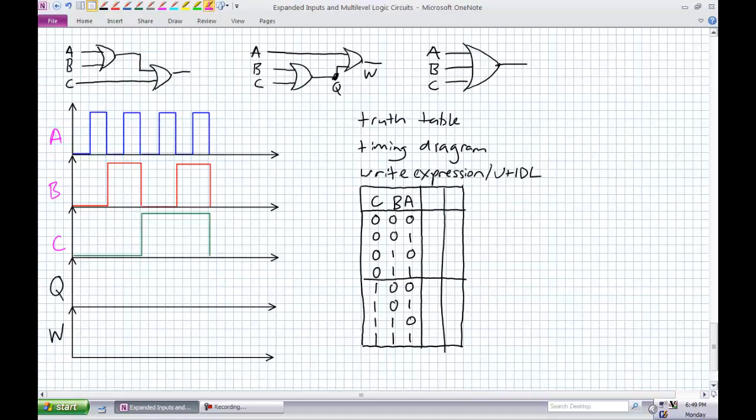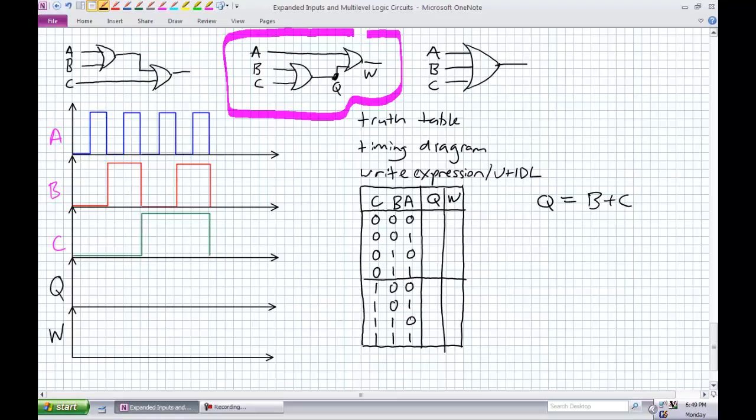This time, we're going to use the middle one as the example. Truth table. Use that intermediary value I gave you, Q. Our final one is W. What is the expression for Q? It's B or C. What is the expression for W? W has two inputs, A or Q. What's Q? B or C. So A or B or C. You can already kind of see it's equal.